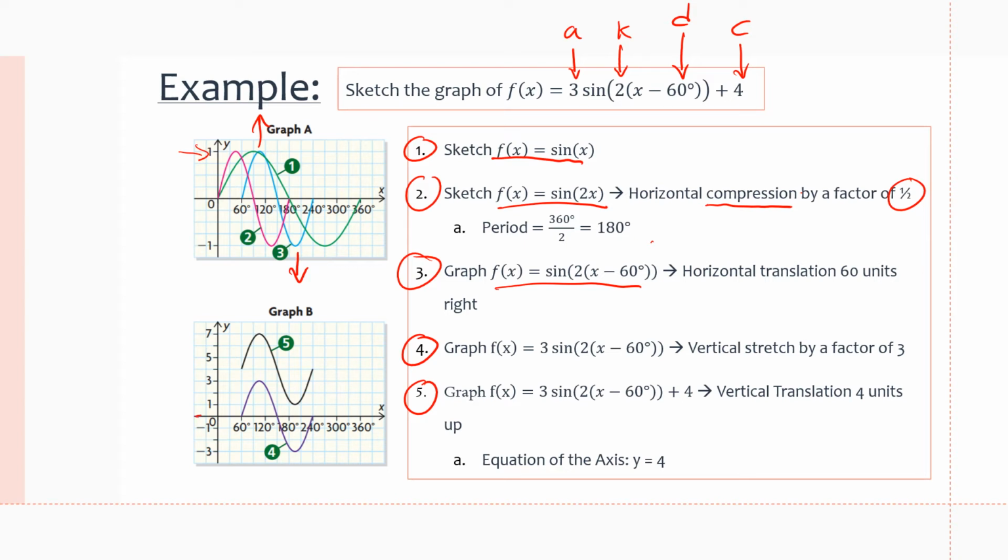So originally it was at y equals 0. This is our original equation of the axis. And if we move up, our new equation of the axis is at y equals 4. Because remember, our equation of the axis will become our C value. Okay? And that is it for our first example.